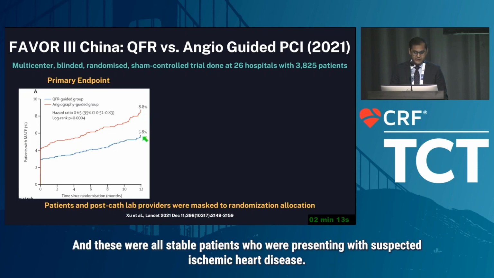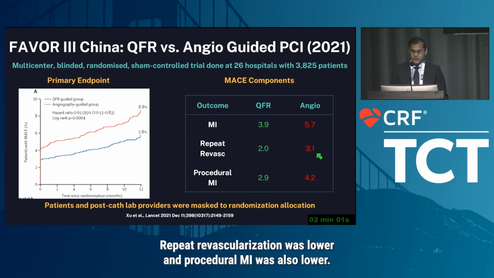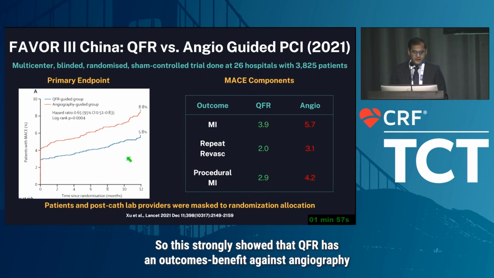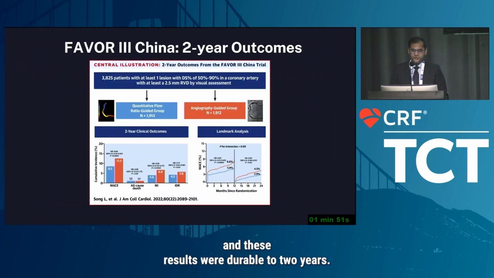These were all stable patients presenting with suspected ischemic heart disease. Looking at the MACE components, MI was lower with QFR compared to angiography, repeat revascularization was lower, and procedural MI was also lower. So this strongly showed that QFR has an outcomes benefit over angiography, and these results were durable to 2 years.